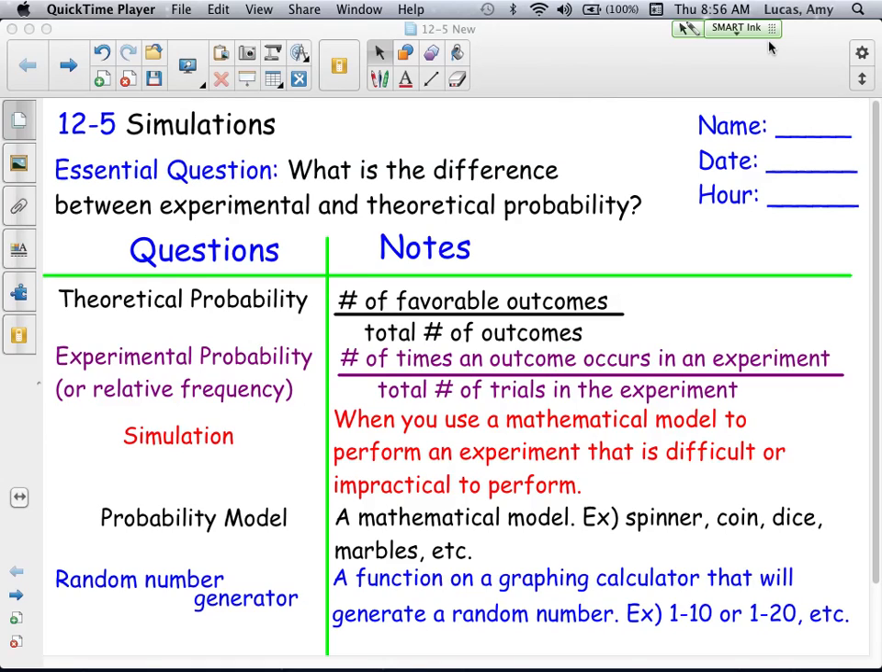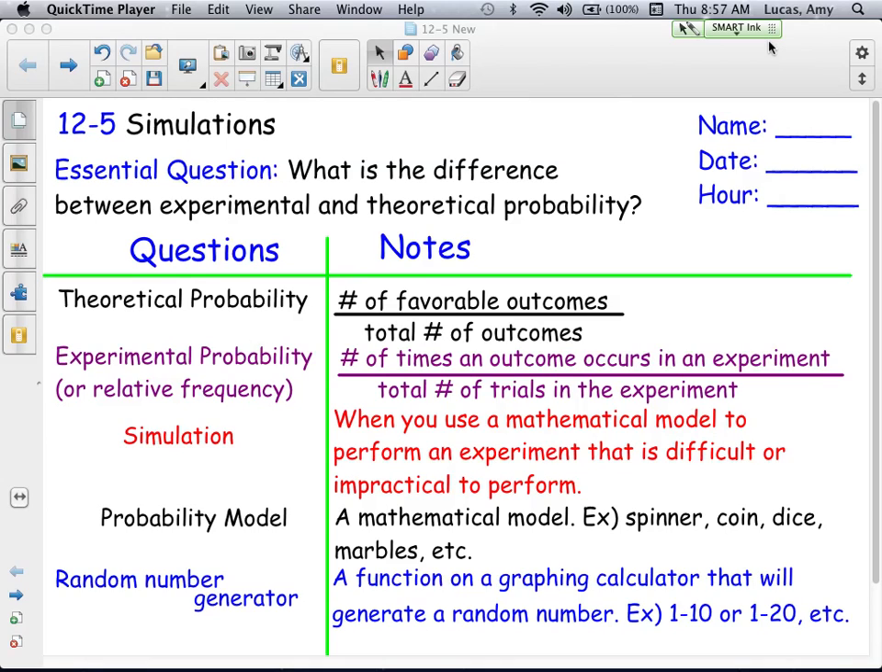One probability mathematical model that you may not have ever used is called a random number generator. That's a function on a graphing calculator that will generate a random number. So for example, if you need there to be 10 possible outcomes for your experiment, and those 10 outcomes are equally likely, you may not want to use a spinner with 10 sections. A coin doesn't have 10 sides, and a regular fair die only has 6 sides. So if you have 10 equally likely outcomes, you might want to use a random number generator.